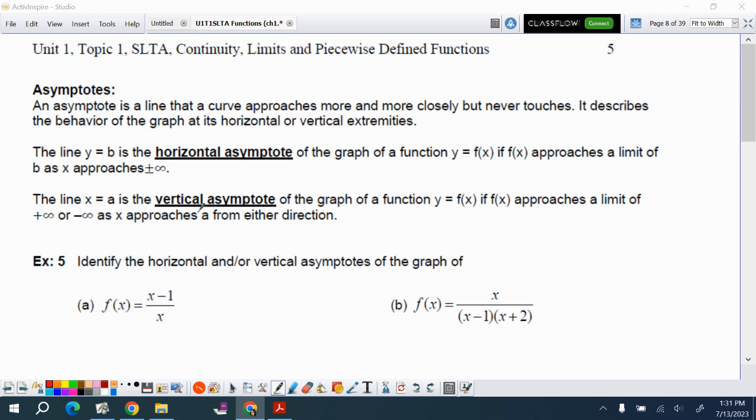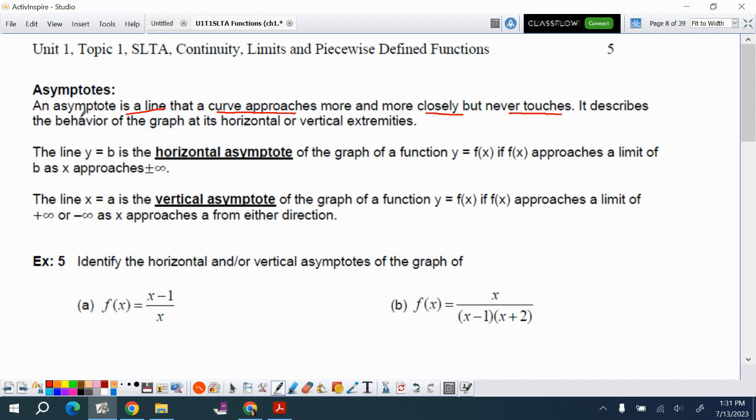In this video, I'm going to talk about asymptotes. Very basic lesson on asymptotes. What's the definition of an asymptote? An asymptote is a line that a curve approaches more and more closely but never touches.